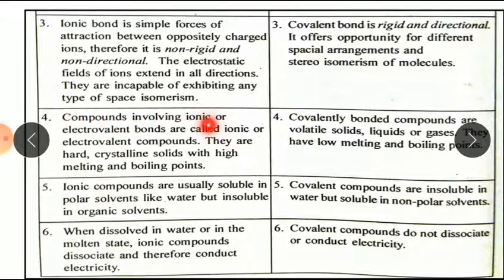Compounds involving an ionic or electrovalent bond are called ionic or electrovalent compounds. They are hard crystalline solids with high melting and boiling points. Covalently bonded compounds are volatile solids, liquids or gases, and have low melting and boiling points. Remaining you can read in the notes.